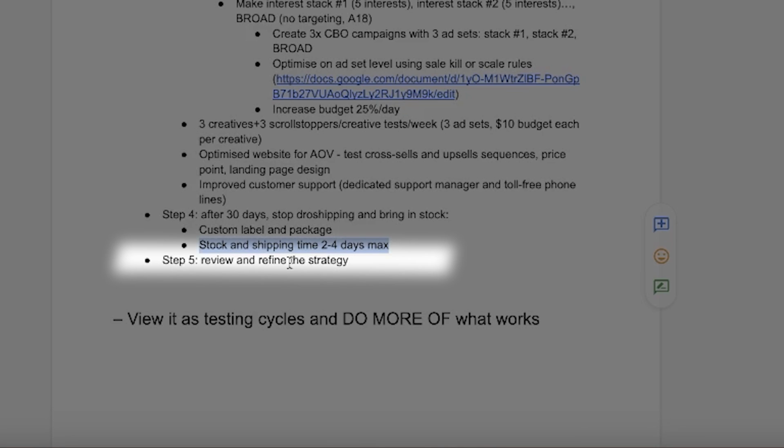And step number 5 is review and refine the strategy. So you have to view it as testing cycles and do more of what works. For example, with our team, every week we're reviewing the ads, we're reviewing creatives, we're reviewing targeting options. So let's say these targeting options work. This becomes our core audiences that we can go after again and again and again. We know that there's a lot of buyers in those audiences.